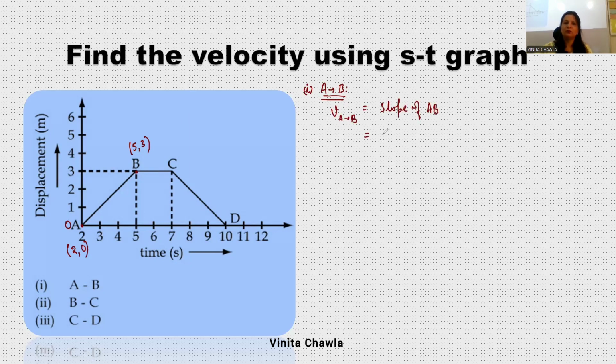It is equal to y2 minus y1 over x2 minus x1: 3 minus 0 divided by 5 minus 2. That is 3 by 3. The answer is 1 meter per second.